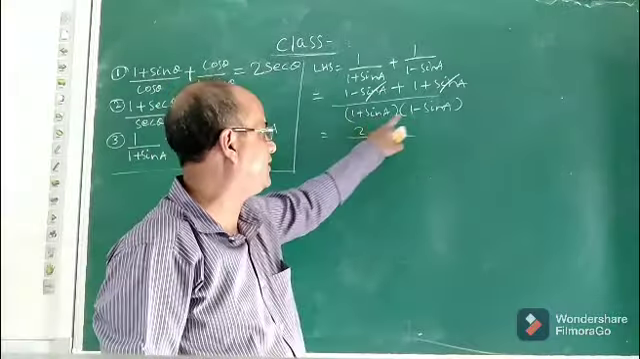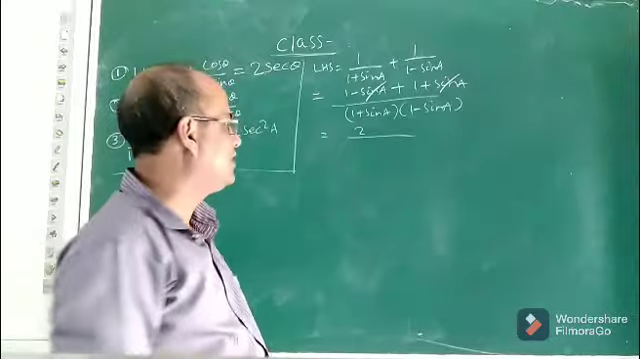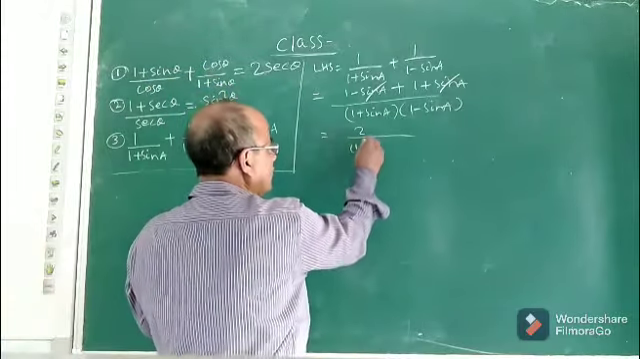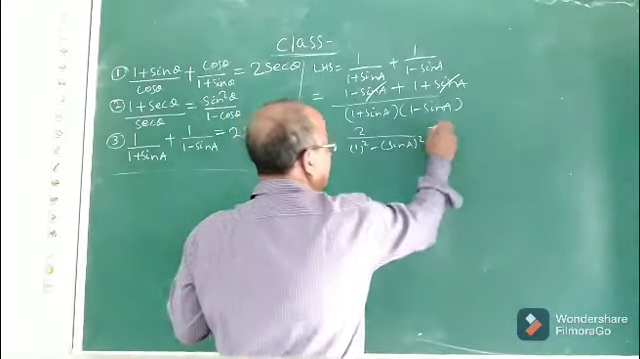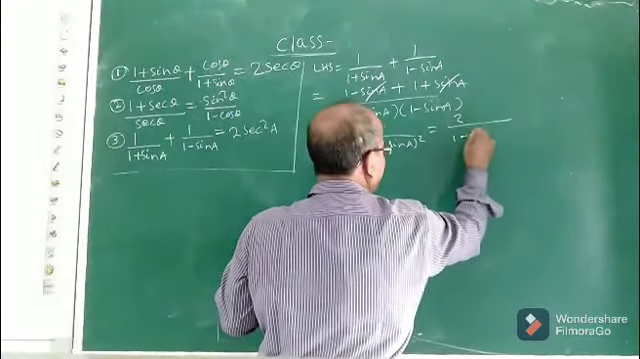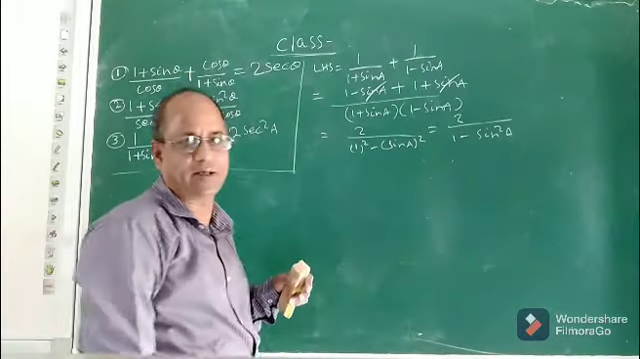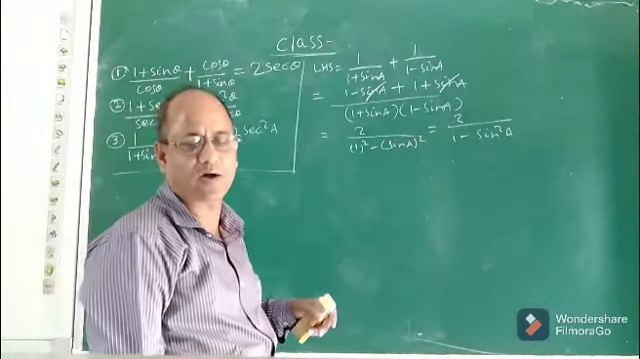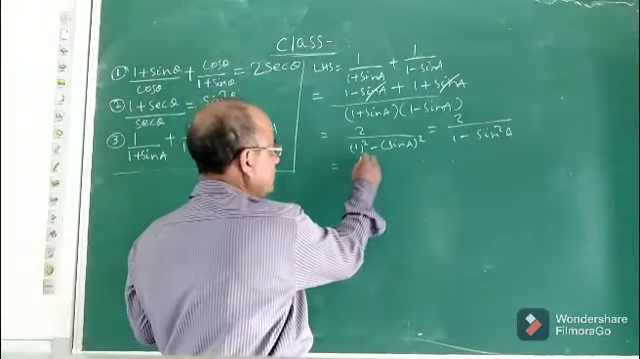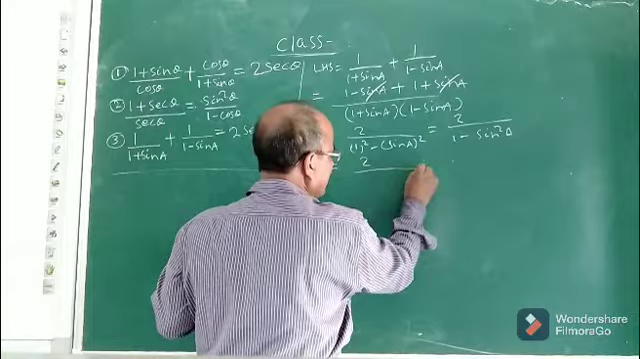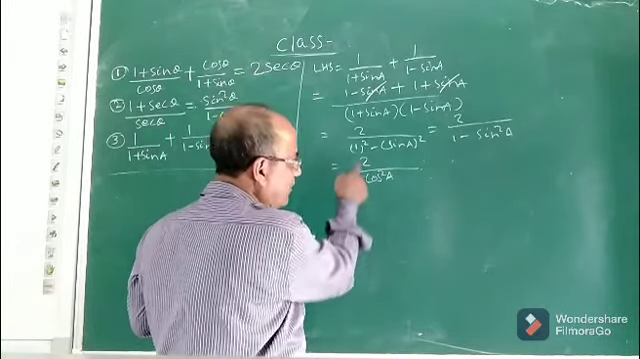So it is A plus B into A minus B. And what is the formula? The formula is A square minus B square. So A square minus B square means 1 square minus sin A whole square. Okay. So this is 2 by 1 minus sin square A. Now what is the formula for 1 minus sin square A? It is cos square. It was taught earlier in the previous class. So in place of 1 minus sin square A, I have to write cos square A. Okay. Now, this is 2 by cos square A.